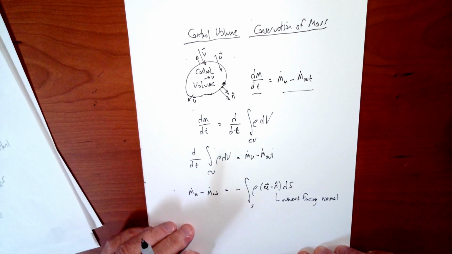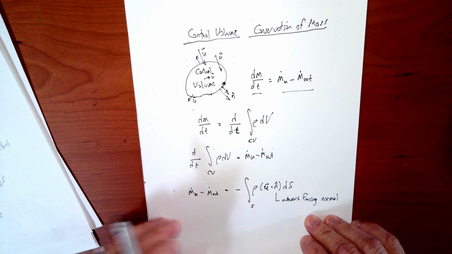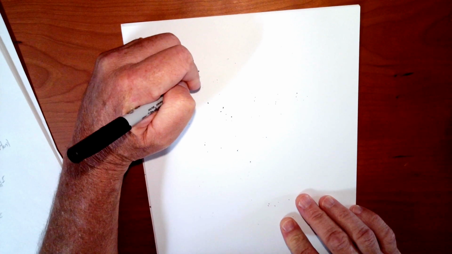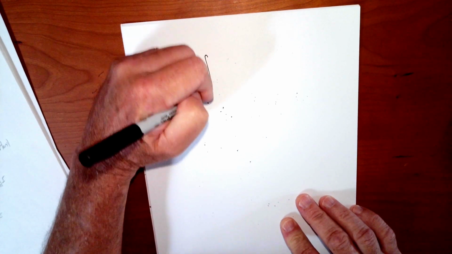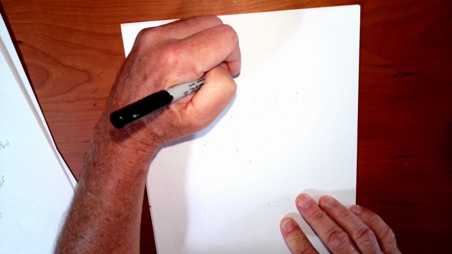So we can now write the mass conservation equation in terms of integrals, which is what we like to do in fluid mechanics, because our systems are always fluid. That is, they can change size and shape. And so we want a very flexible way to represent that.